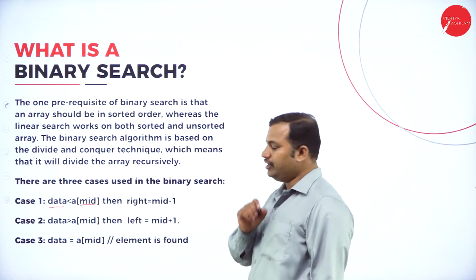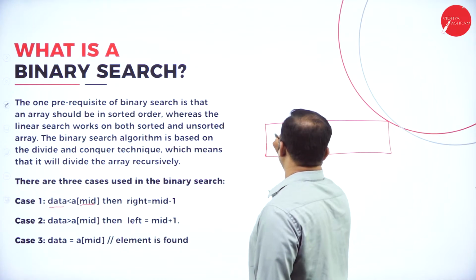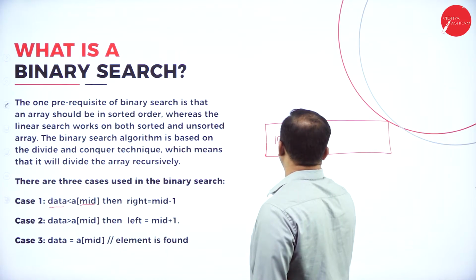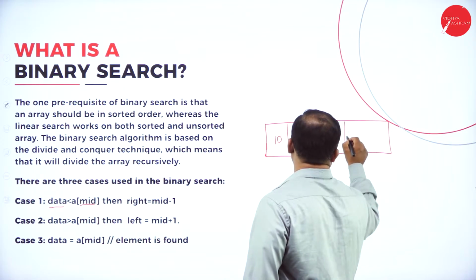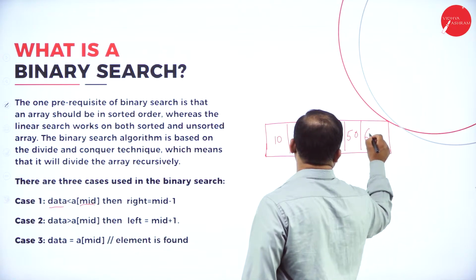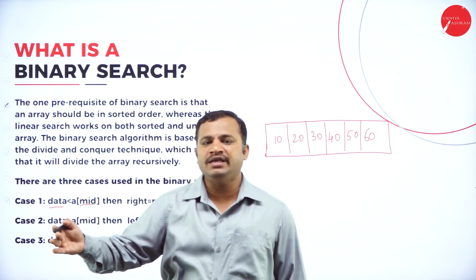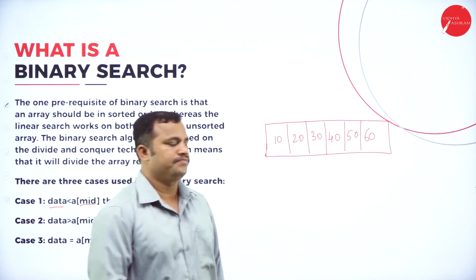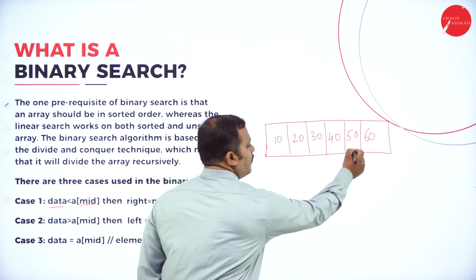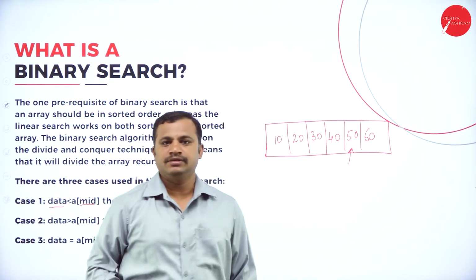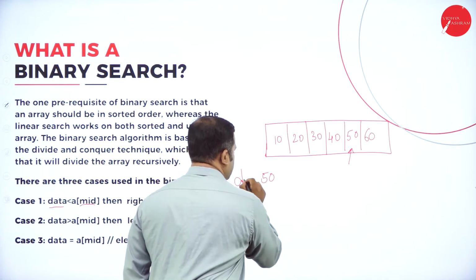Please listen carefully. I have these set of elements 10, 20, 30, 40, 50, 60. I have sorted the elements in increasing order and placed them in an array. Now, I want to search for an element that is 50. That is called data.